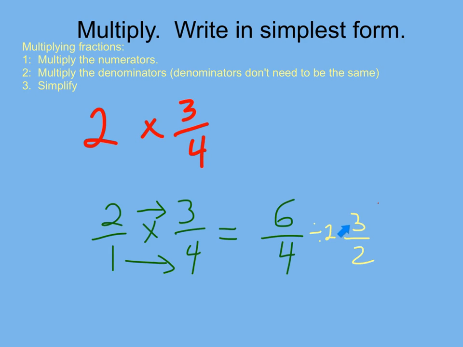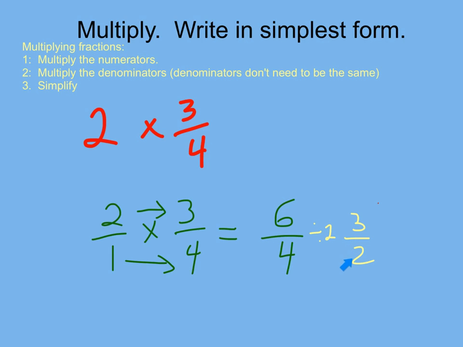Now I see here that I have an improper fraction, and remember, an improper fraction is when the numerator is bigger than the denominator. So just like when we added and subtracted fractions, we want to turn improper fractions into mixed numbers. And we do that, remember, by dividing out, and then we're going to find the remainder. So let me remind you how to do that.